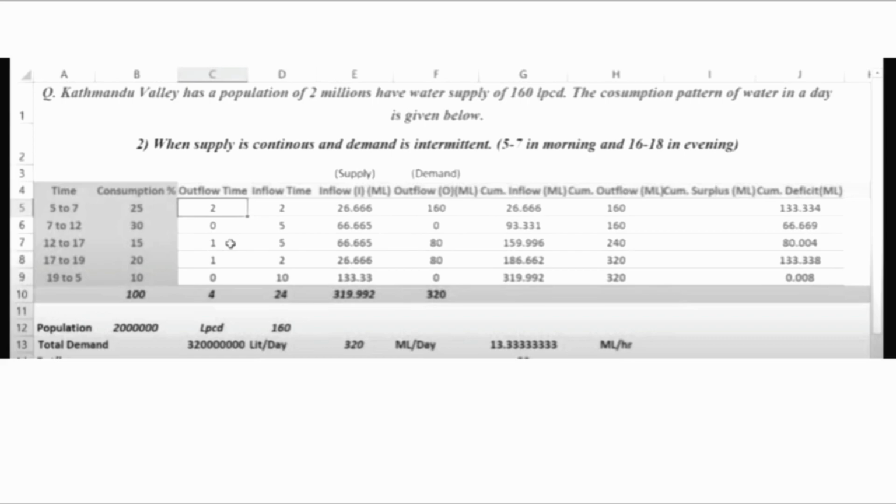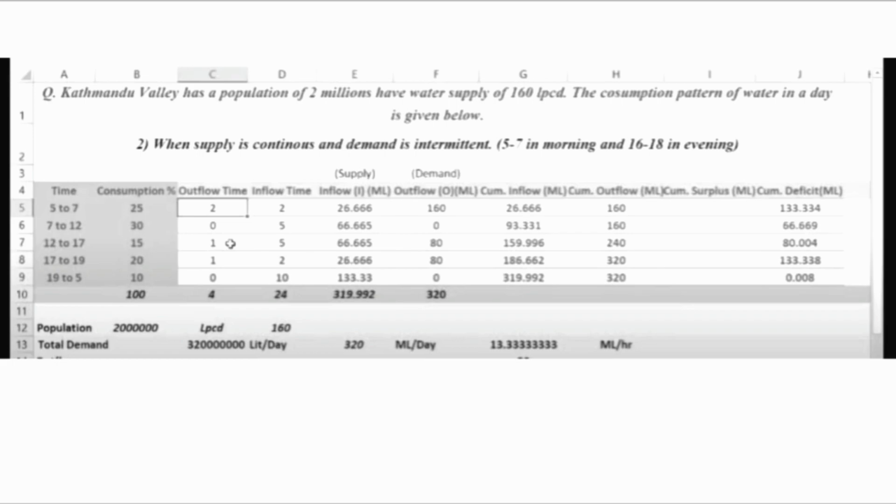No, the demand is not supplied for 24 hours. Here only 4 hours is used for outflow. Only a 4-hour outflow is given, not a full 24-hour outflow or 24-hour demand. So for the calculation we use 320 million liters in 4 hours: 320 divided by 4 into 2 is 160, into 1 is 80, into 1 is 80.